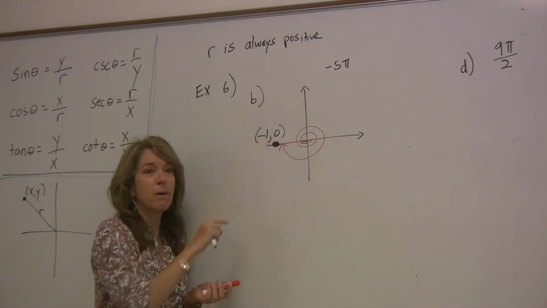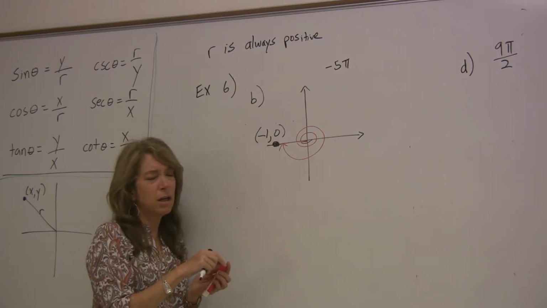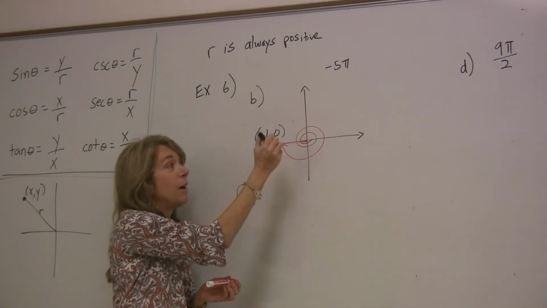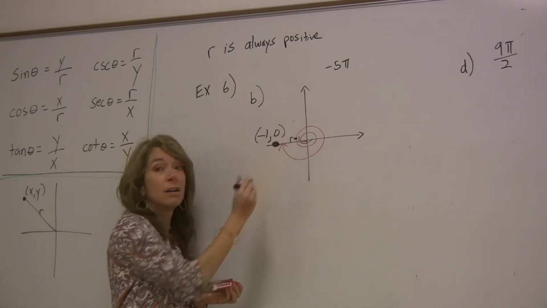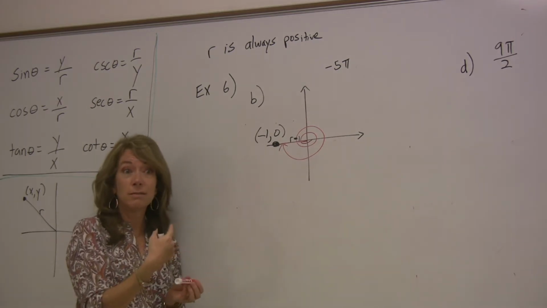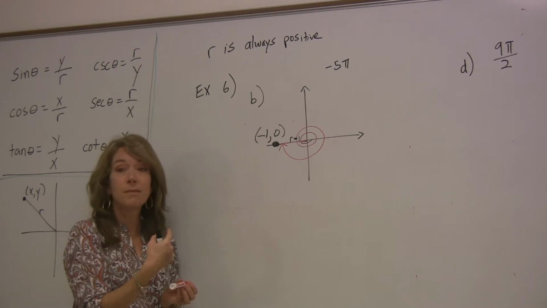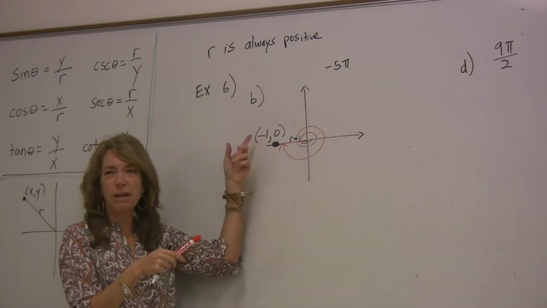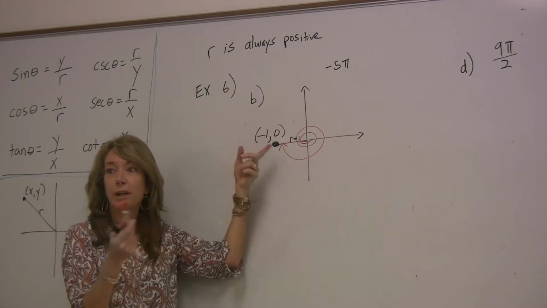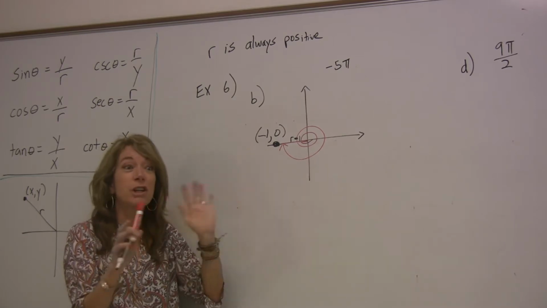So here's my x and my y. What's my r? What's the distance from here to here? 1. R equals 1. R is the distance from the origin to your point. What would have happened if I had gotten creative and called that -45, 0? What would R have been? 45. Would have worked out just fine.